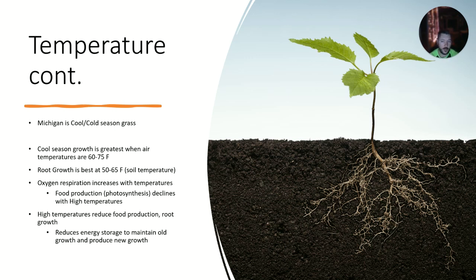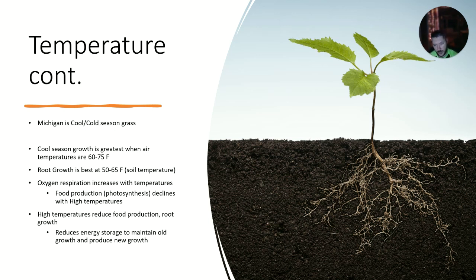But the best root growth occurs between 50 and 65 degrees. So if the air temperature is 60 to 75, it's very likely that the soil temperature is going to be around 50 to 65 as well. And oxygen respiration increases with temperature, so food production declines, which is really interesting. But it makes sense, right? They're not making as much food. They're starting to go dormant, starting to reserve, so to say.